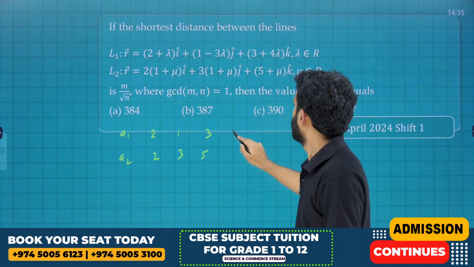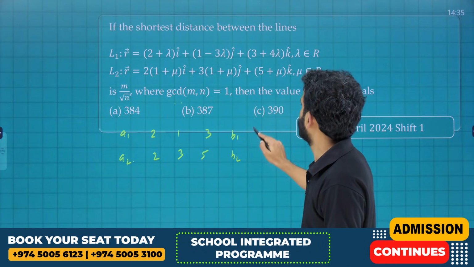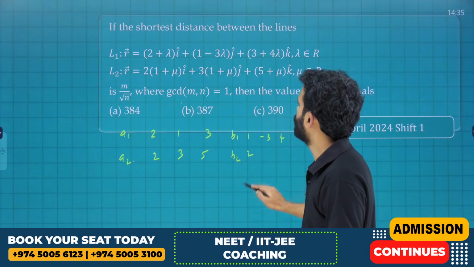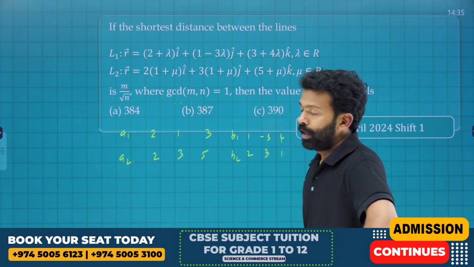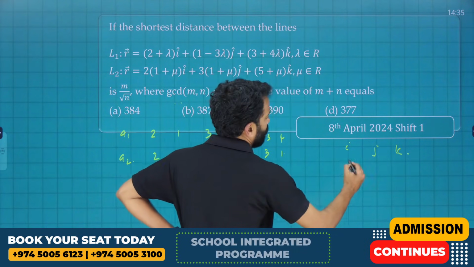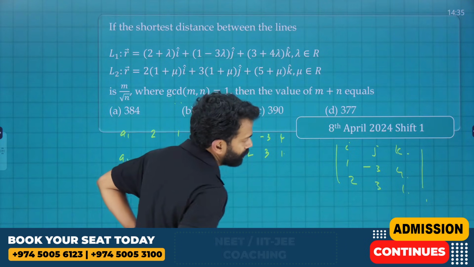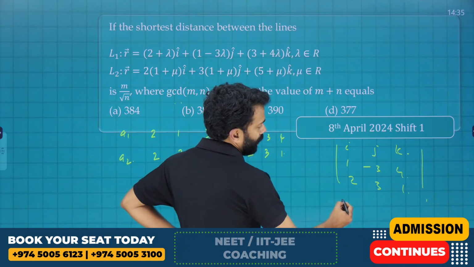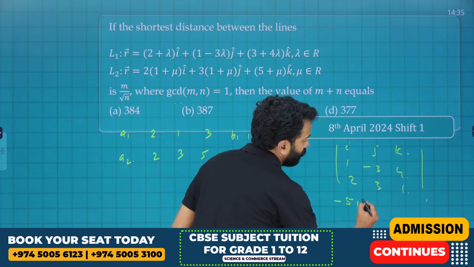And what about b1 and b2? b1 is 1, minus 3, 4, and b2 is 2, 3, 1. We need to find b1 cross b2 first. That is i, j, k into 1, minus 3, 4 and 2, 3, 1. Therefore it will be minus 3 minus 12, that is minus 15i.